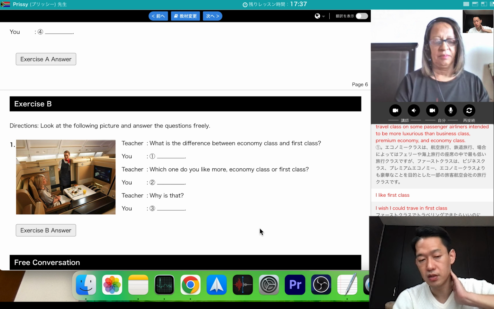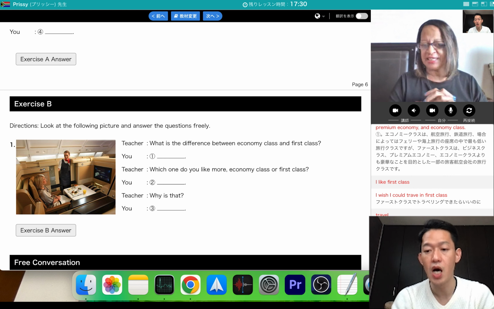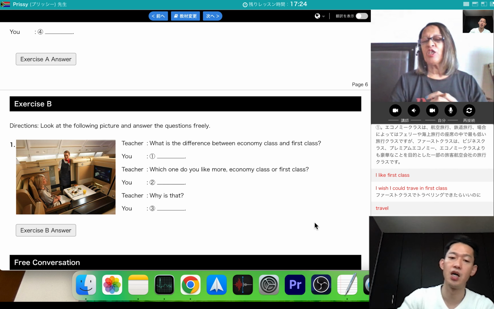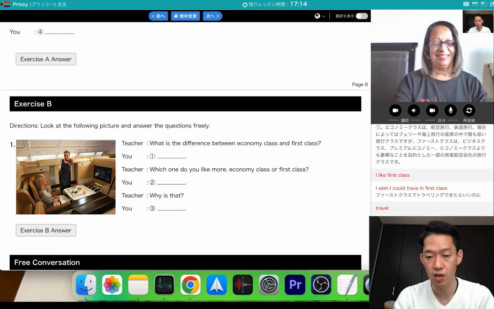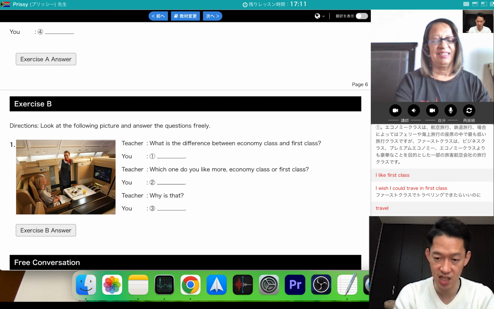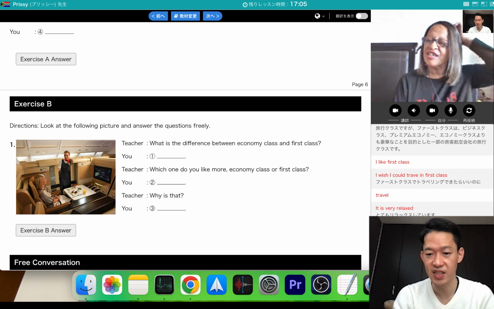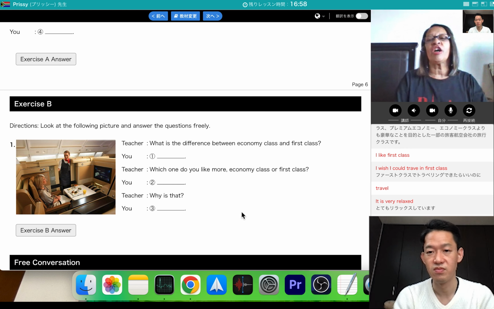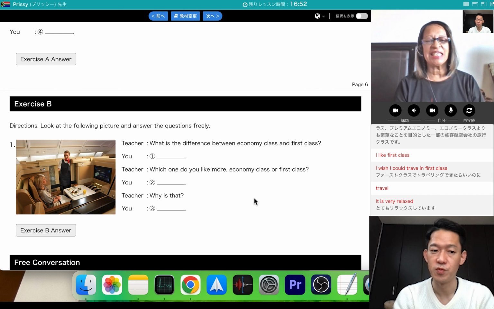First class is very relaxed. Yeah, you could just say it is very relaxed. And you can also say, yes, the seats are reclining. Remember, that was the first one you said, the seats are reclining. That's a difference between first class and economy class. Yes. Thank you. Right, Jun, let's move on.